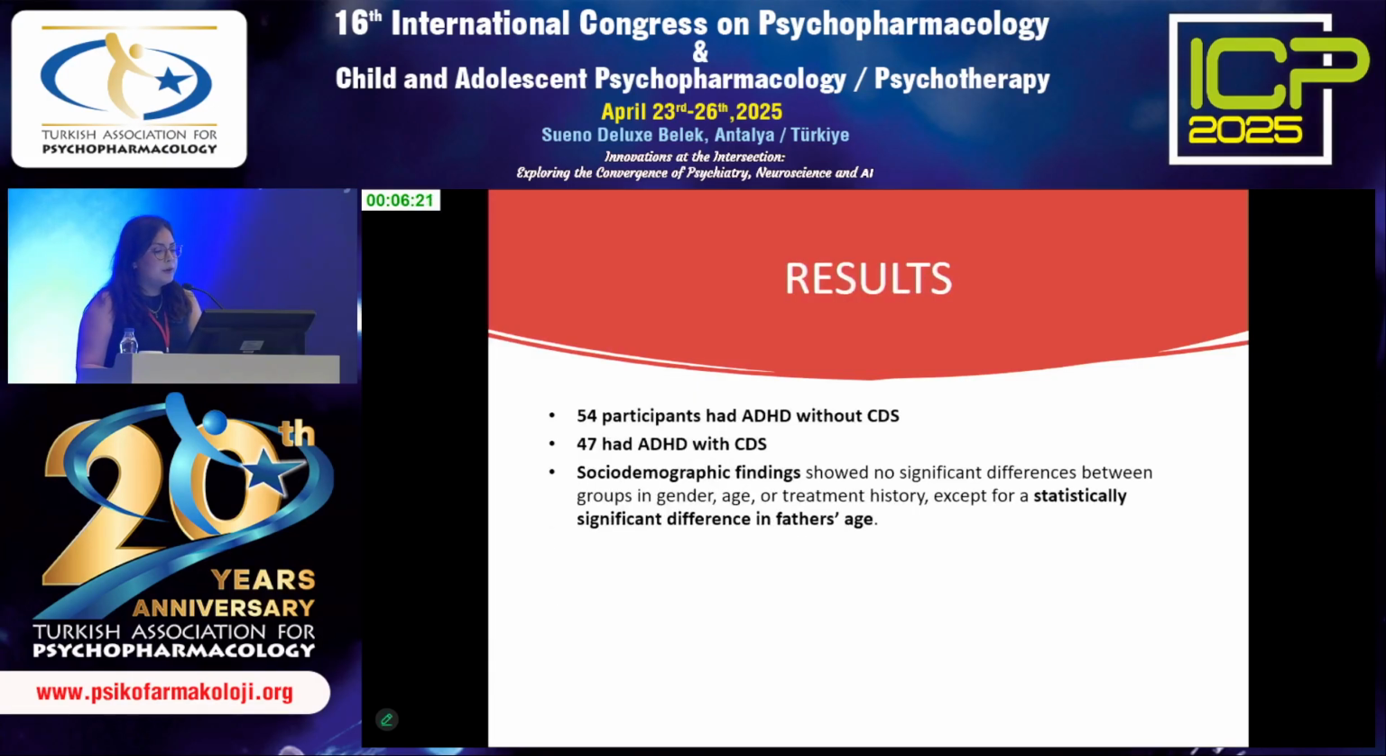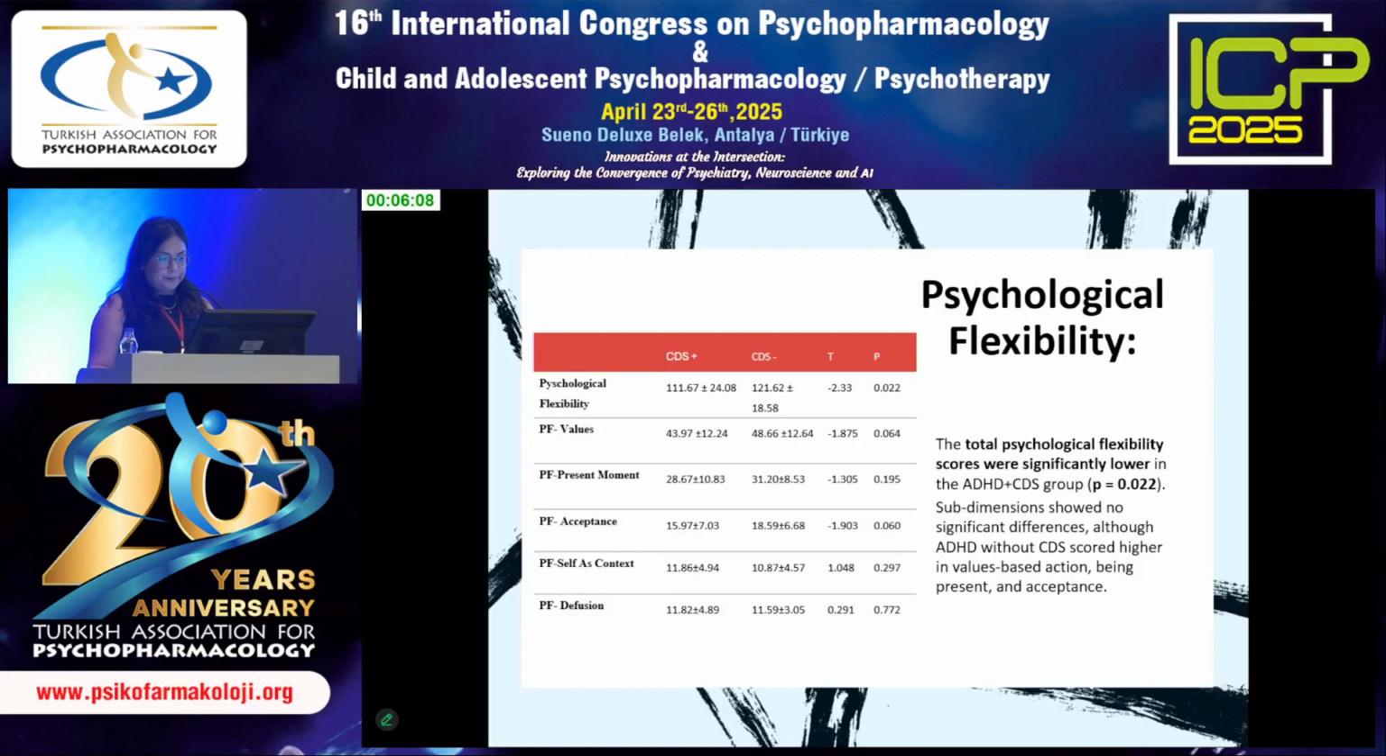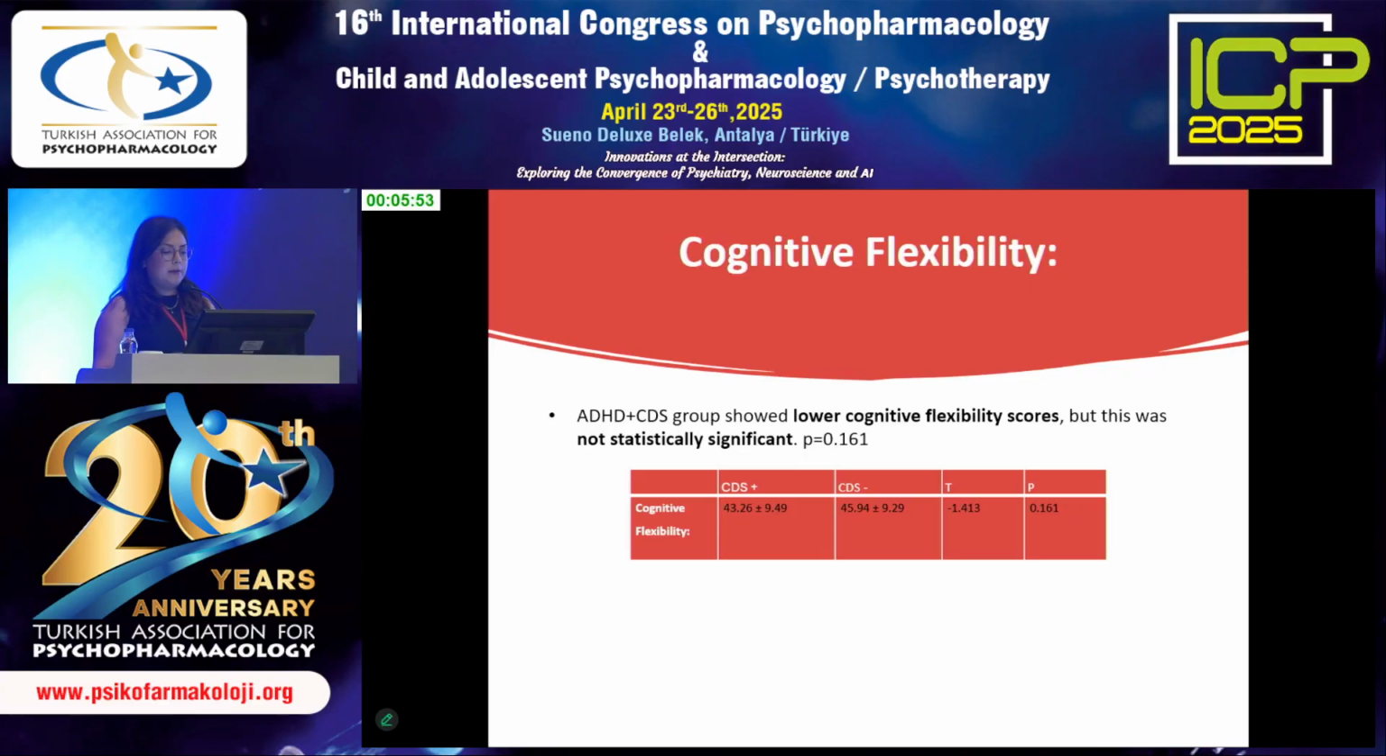When we come to the results, 54 participants had ADHD without CDS, and 47 had ADHD with CDS. Sociodemographic findings showed no significant difference, only father's age. Total psychological flexibility scores were significantly lower in the ADHD plus CDS group, but the subdimensions showed no significant differences. In cognitive flexibility, the ADHD plus CDS group showed lower scores, but this was not statistically significant.